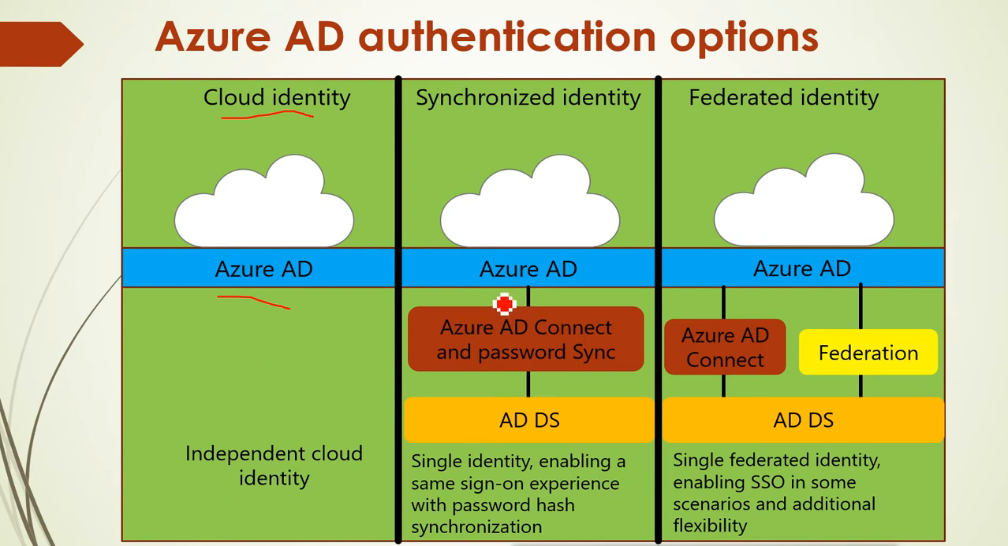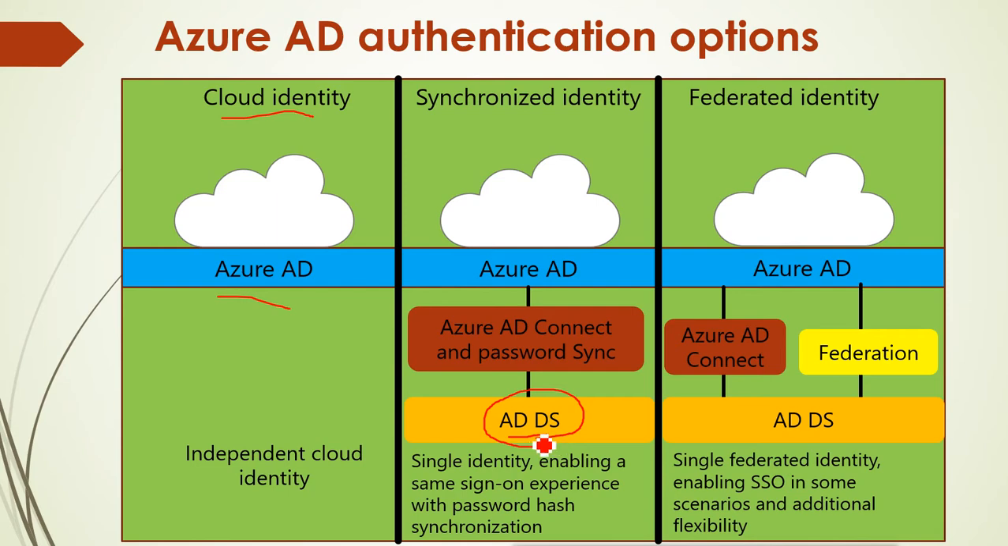We can do one more thing. We can use the Azure AD, configure it, and also configure our on-premises Active Directory domain services. And what can we do? We can synchronize between both the Azure AD and our on-premises Active Directory domain services. Here we give a single identity to the users who are identified under the Active Directory domain services.